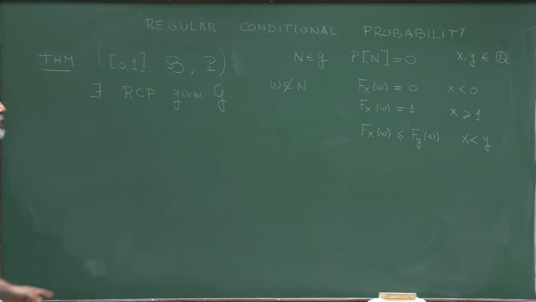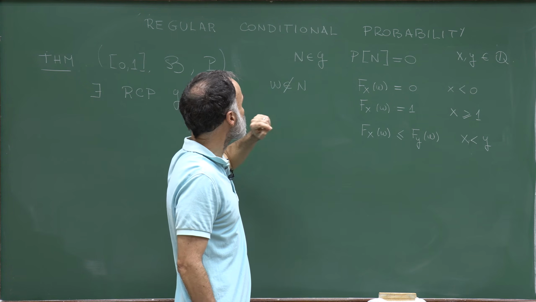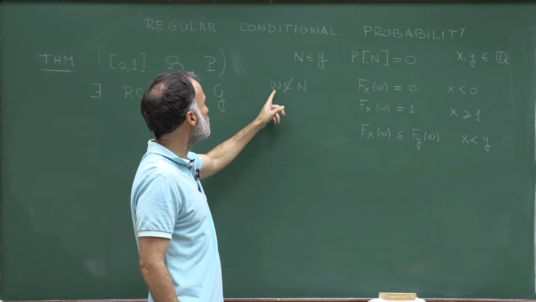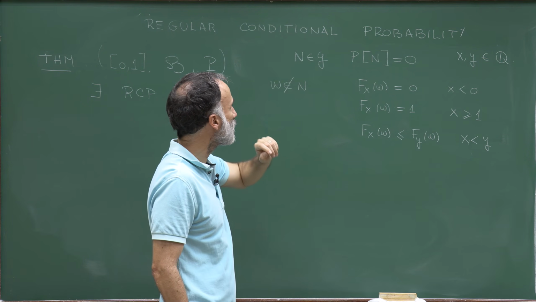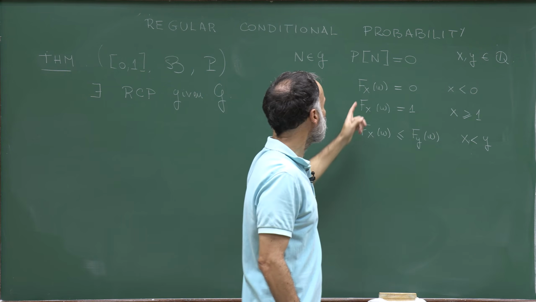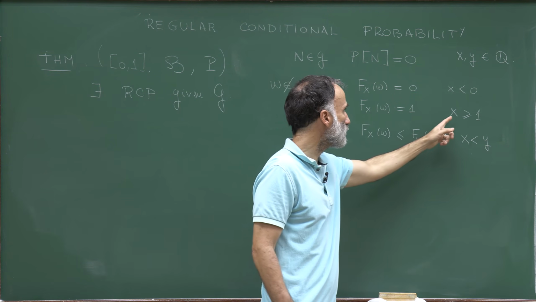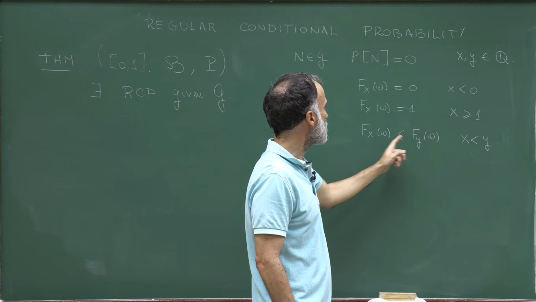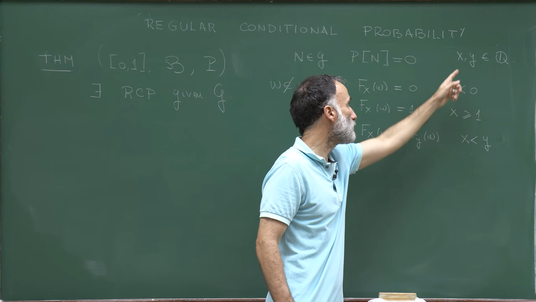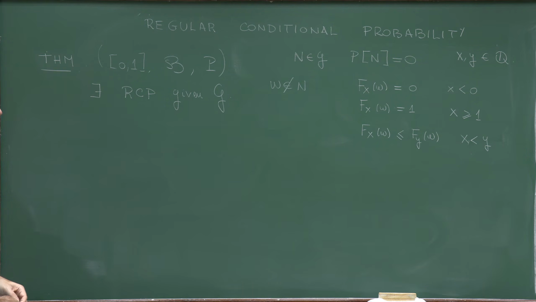So, in the last take, we constructed a set n, which is G measurable and has measure 0. And with the following property: if I take an omega which is not in n, it's in the complement, then for all x, y in Q, fx of omega is 0 if x is smaller than 0, fx of omega is 1 if x is larger or equal than 1, and f as a function of x is monotone, so if x is smaller than y, both rational numbers, then fx is less or equal than fy.